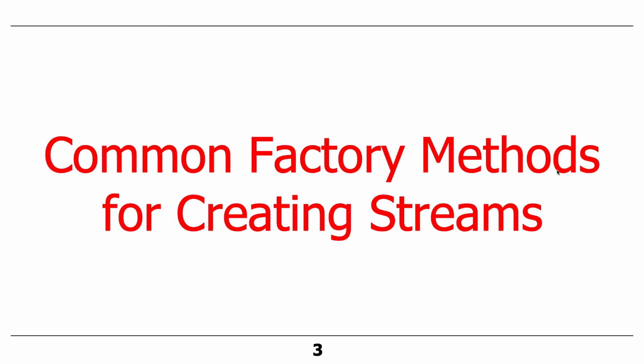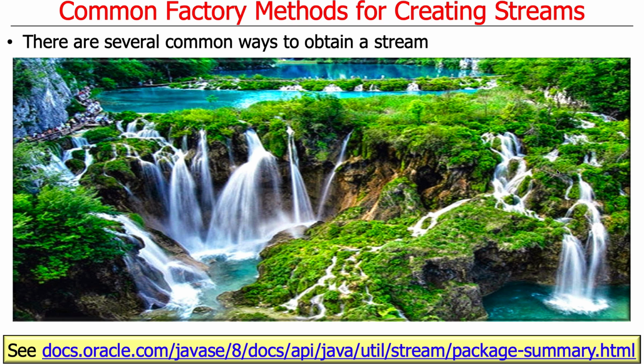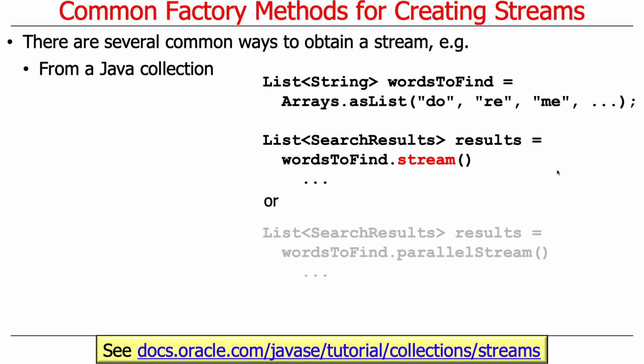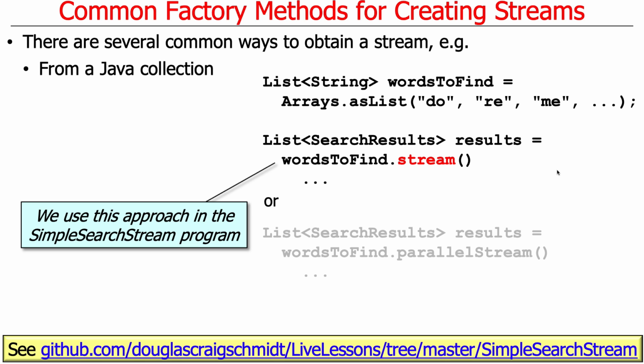So factory methods are what are used to create streams. Think of them as the source of the stream. There's a couple of different ways to create a stream. One way, which we've seen before, is to have a Java collection. So here we might have a list of names, just like our example. We have our words defined as a list, and then we can go ahead and create a sequential stream by just saying wordsDefined.stream, just like we did before.